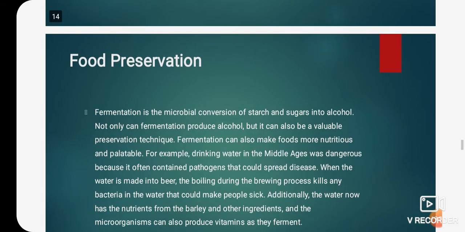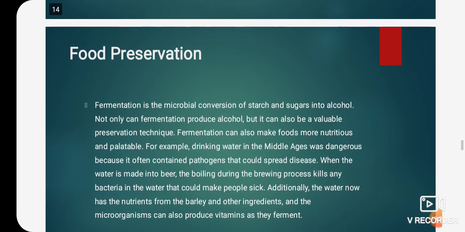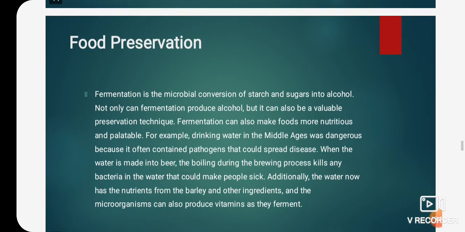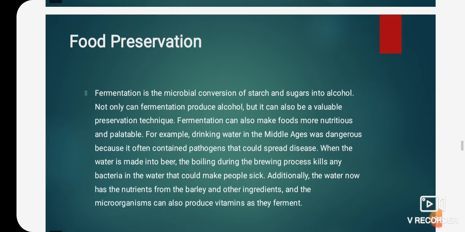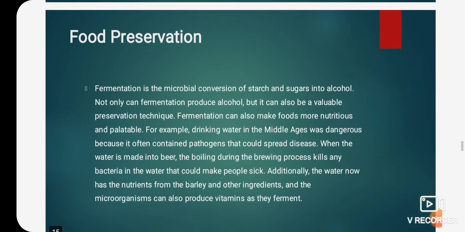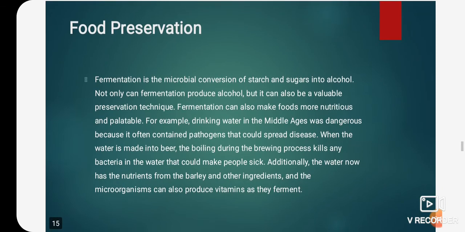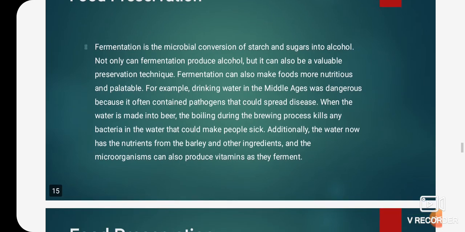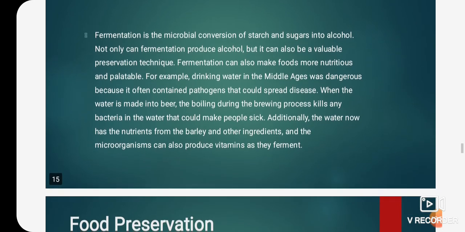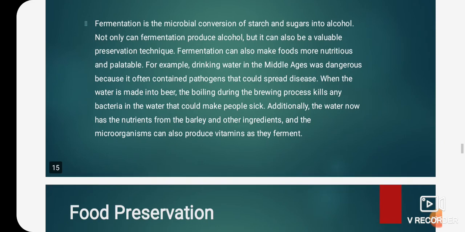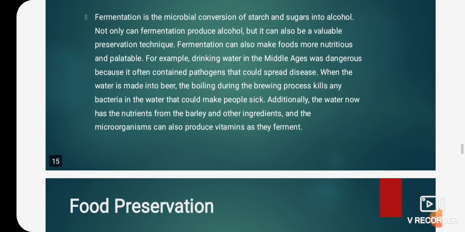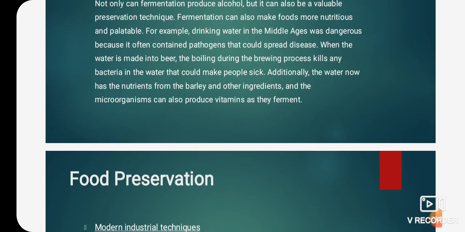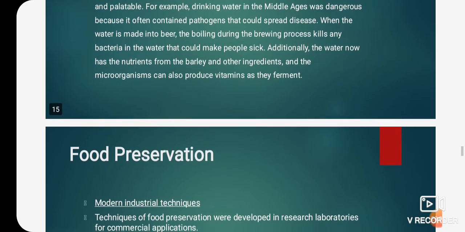For example, drinking water in the Middle Ages was dangerous because it often contained pathogens that could spread diseases. When the water is made into beer, the boiling during the brewing process kills any bacteria in the water that could make people sick. Additionally, the water now has the nutrients from the barley and other ingredients, and the microorganisms can also produce vitamins as they ferment.